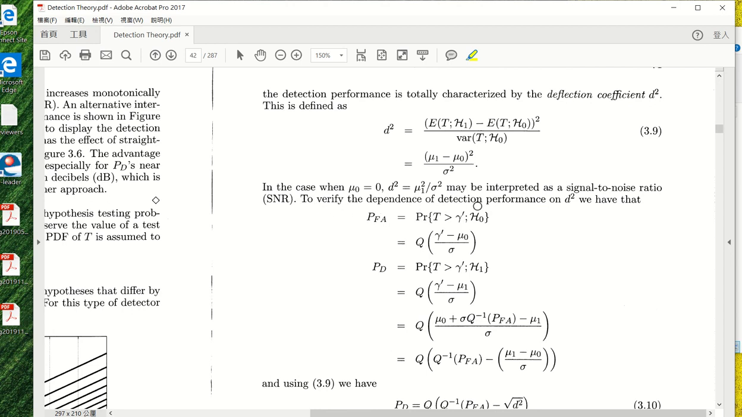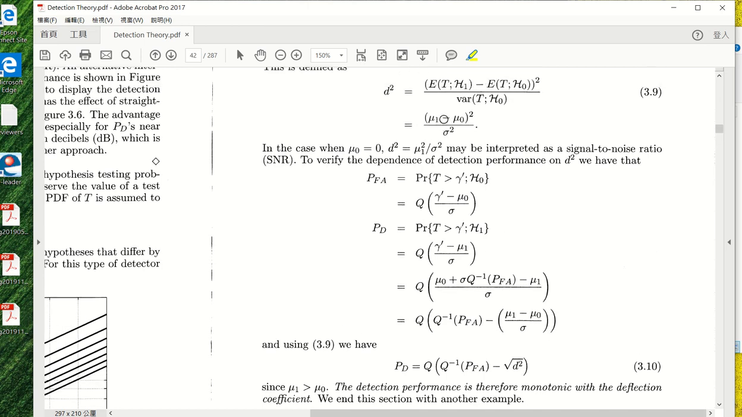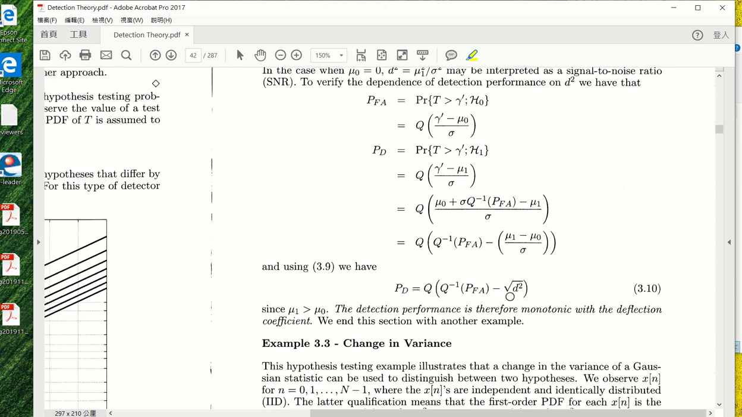To verify the dependence of detection performance on d square, we do some mathematical derivations. Then you see PFA is something like this, which we did before. PD, we go through this step by step, we get this. Then now using 3.9, we see you have something here, which is identical to this term, except there are some squares. Then use 3.9 and we have PD equal to something like this. As a result, you see PD is related to this d squared, the deflection coefficient.